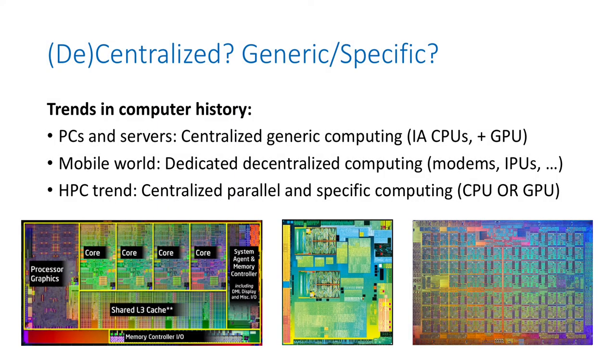The way you allocate computations to different pieces of hardware has changed over the years. A long time ago, we only had PCs and servers, so they had one big processor and sometimes a GPU. Then the mobile revolution arrived and we had dedicated processing units for the modem, because it's a very complex task, and a small image processing unit doing your camera processing on a dedicated piece of hardware, etc. Then arrived HPC, high performance computing, like data center computing, where you had centralized parallel computing, typically CPUs with a lot of cores or GPUs, all spread over different computers.